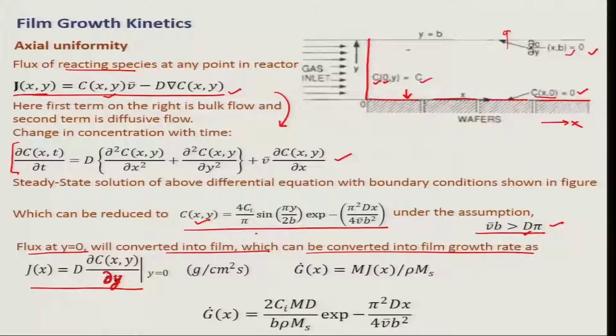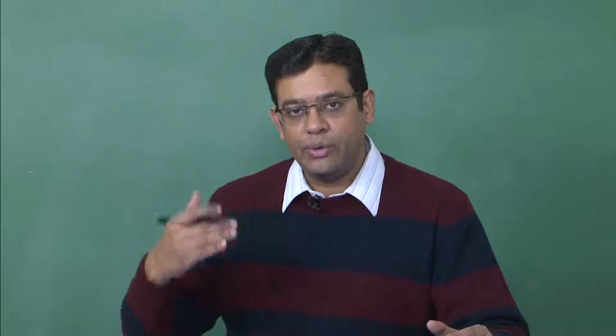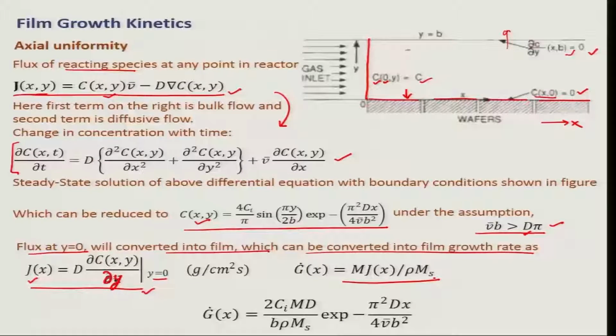If we know the distribution of the concentration, we can calculate the flux coming onto the wafers at y equal to 0. This flux is the number of atoms or molecules of the reactant per unit area per unit time, and we can convert it using this expression into the film growth rate. This is the film growth rate, this is the flux.